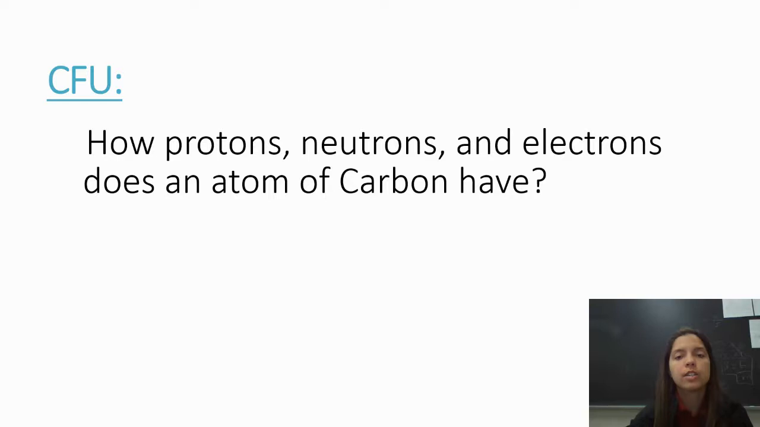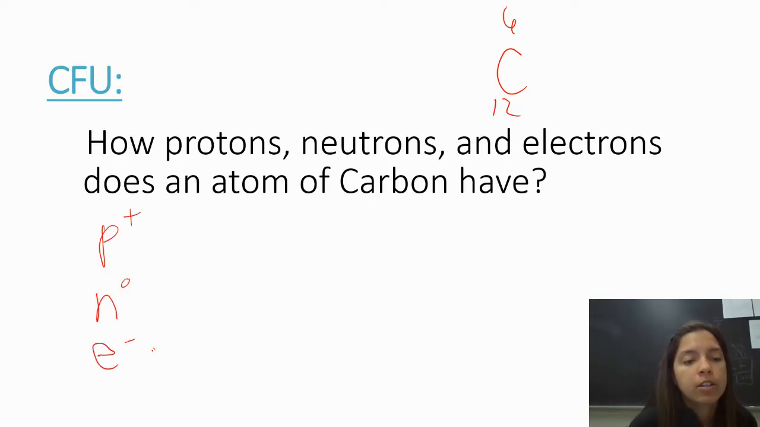Now you guys do this next check for understanding on your own. So carbon has an atomic number of 6 and a mass of 12. So you guys are going to tell me how many protons, how many neutrons, and how many electrons. Pause the video.